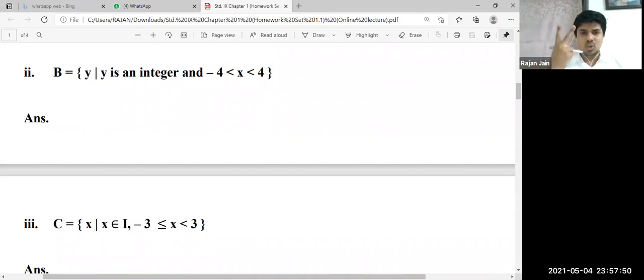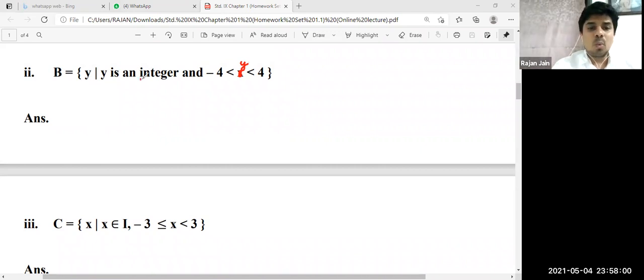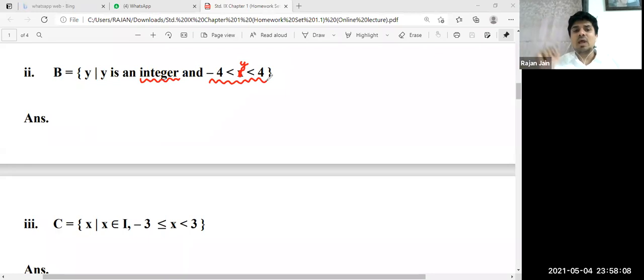Okay, now there are two conditions that should be satisfied. Students, ये x के जगह पे please make it y. Okay, there are two conditions that need to be satisfied. One is y should be an integer, and the second condition is that the number has to be between -4 and 4.